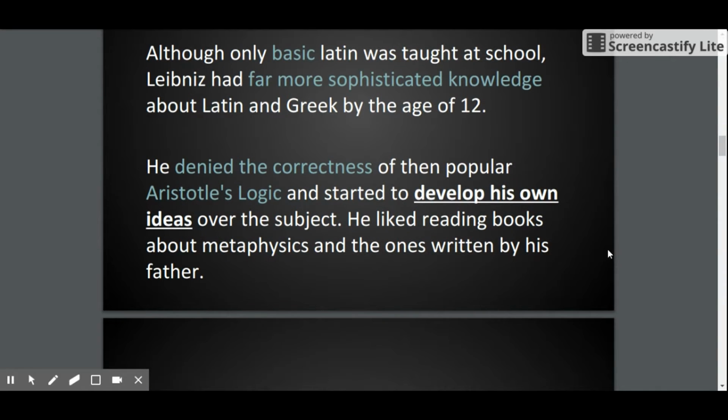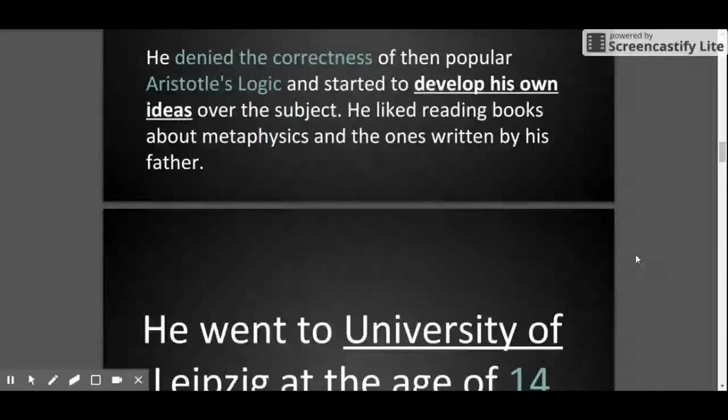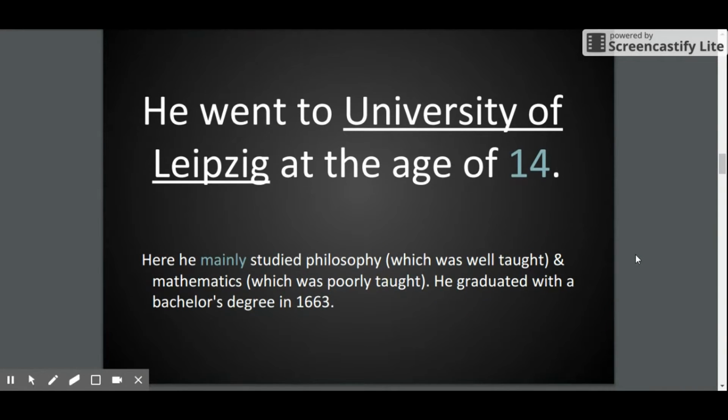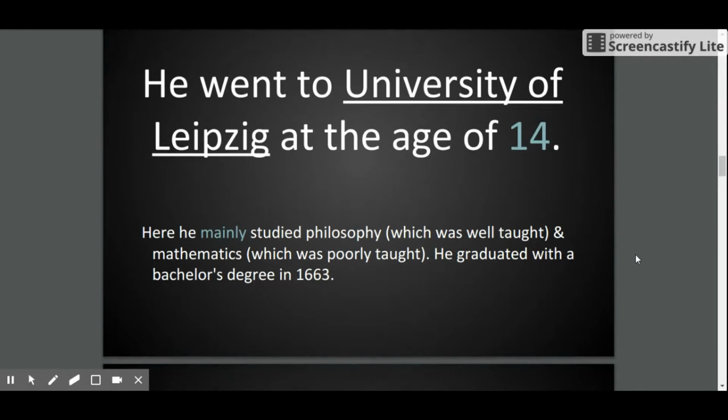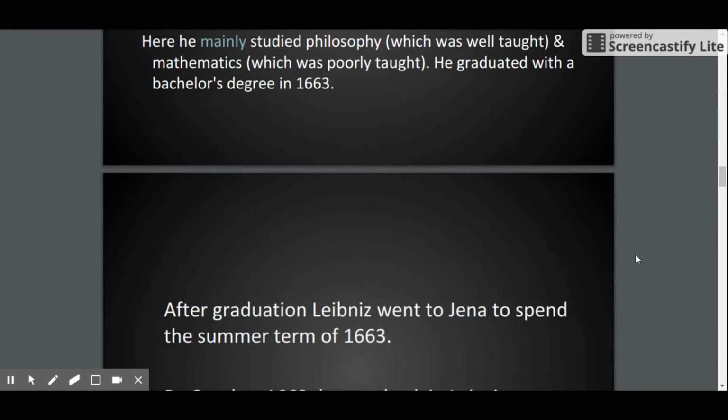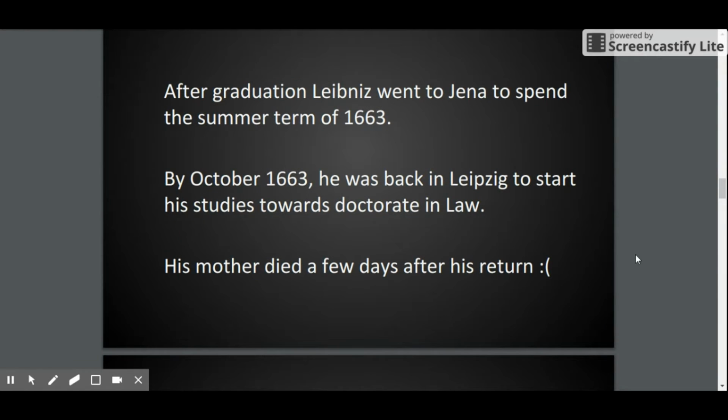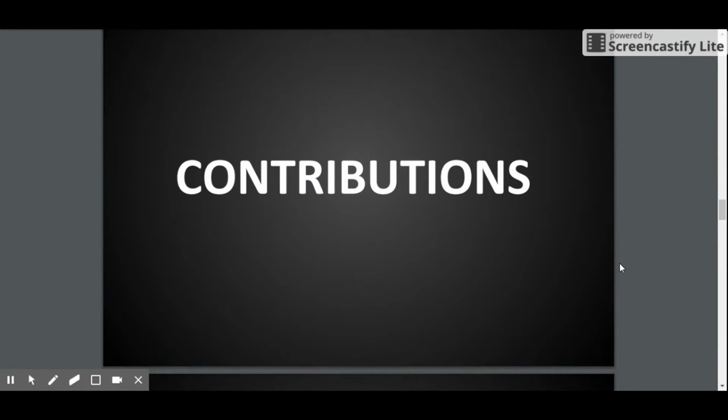He denied the correctness of the popular Aristotle's logic and started to develop his own ideas. He went to the University of Leipzig at the age of 14. He mainly studied philosophy and mathematics. He graduated with a bachelor's degree in 1663. After graduation, he went to Jena and spent the summer. He was back in Leipzig to start his studies towards a doctorate in law. Unfortunately, his mother died a few days after his return.